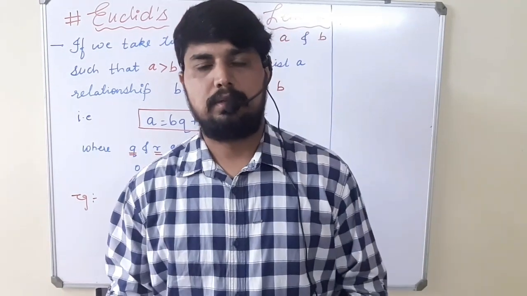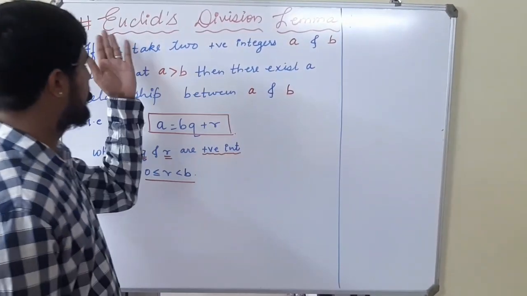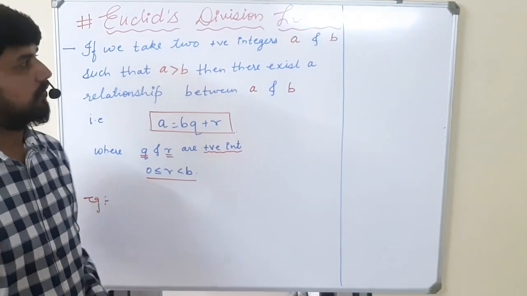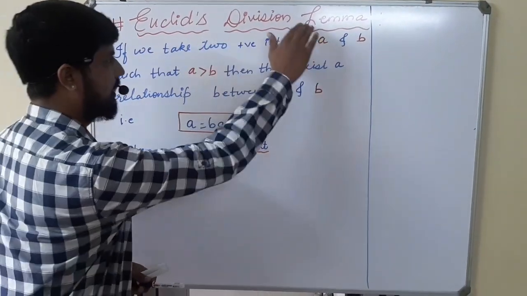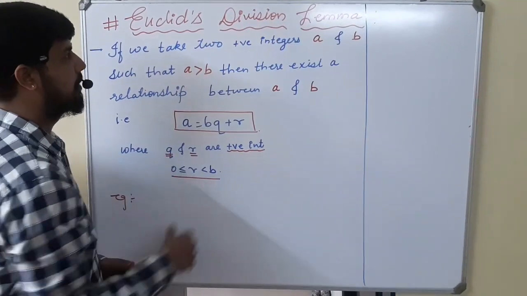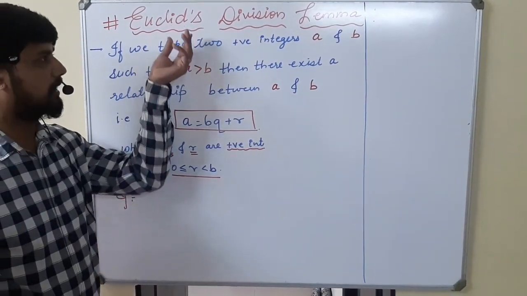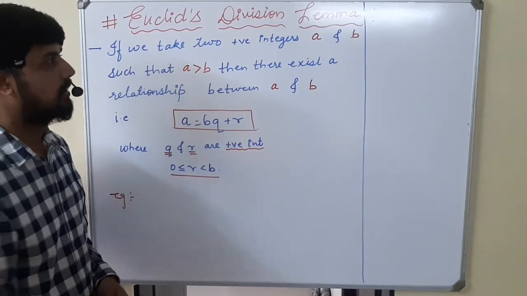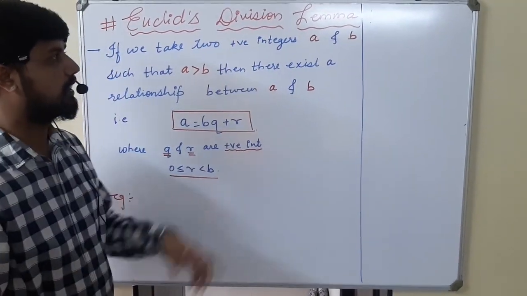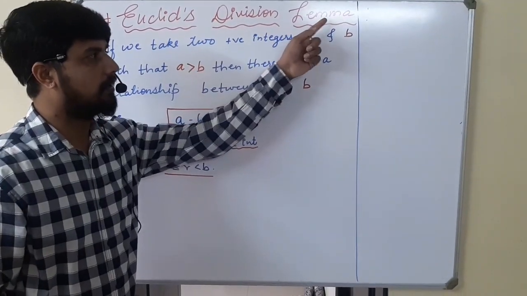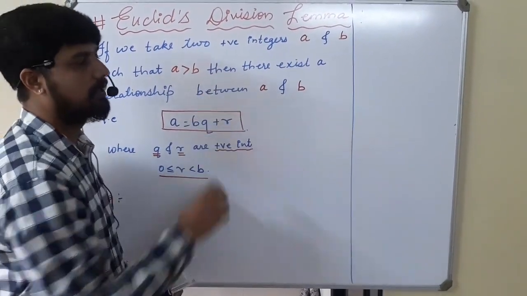Welcome students. So today's topic is Euclid division lemma. First of all, we will try to understand the meaning of this heading, Euclid division lemma. Euclid is the name of a mathematician who has given this theorem, or concept, which is related to division, and the new word introduced here is lemma.